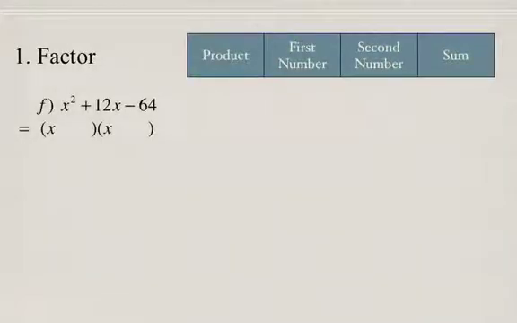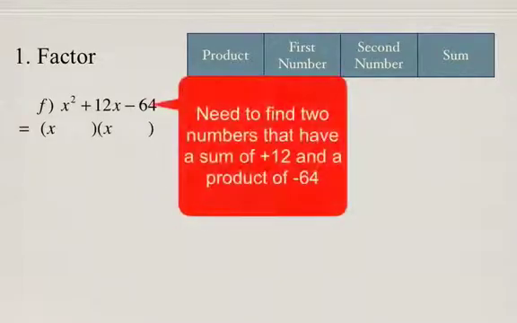Now if we're going to factor x squared plus 12x minus 64, again, we're looking for two numbers that have a sum of positive 12 and a product of negative 64. And since our product is negative, one number has to be positive and the other has to be negative. And since the sum is positive, the larger number has to be the positive number.